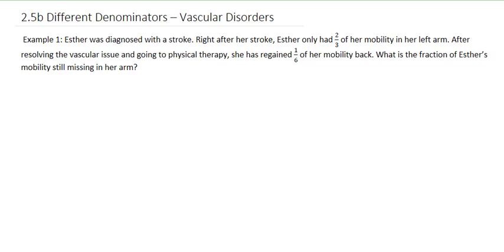So to answer this question, let's write down the problem. So we have, starting out with 2/3 of Esther's arm not working. Then after she goes to treatment, she gets 1/6 of it back. However, she still has some parts of her arm that are not working. In order to find out how much is not working, we would need to find the difference between these two numbers. So that means we're going to do subtraction.